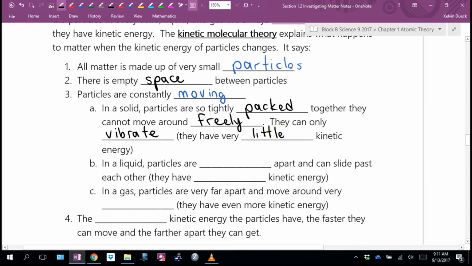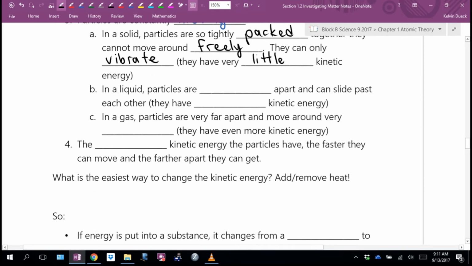When you add heat, what you're really doing is you're causing the particles to vibrate a little faster, and eventually they vibrate fast enough that they break their crystal lattice and they move freely. So in a liquid, particles are further apart, and they can slide past each other. They have more kinetic energy.